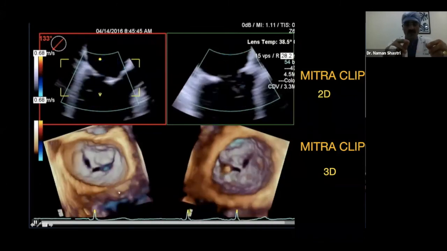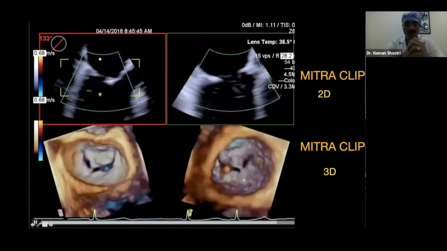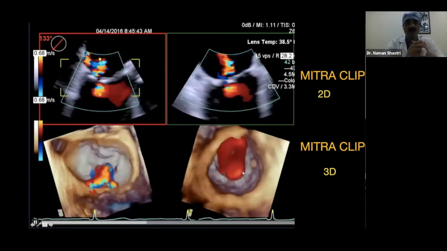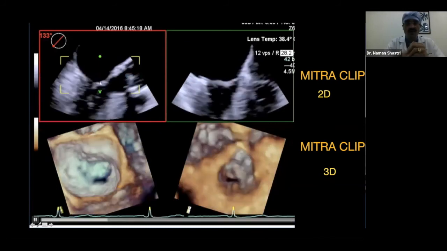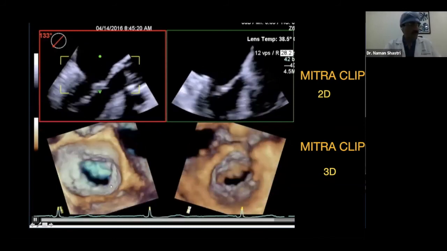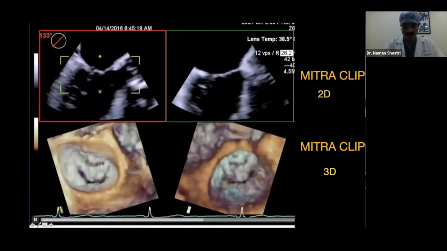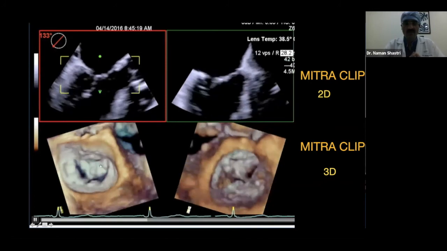There has to be a non-calcific part of the A2 and P2 segments. The annulus should be at least 4 centimeters squared. So these are the criteria which should be fulfilled, as assessed by echocardiography. And while doing the procedure, you have to see the leaflet structure.